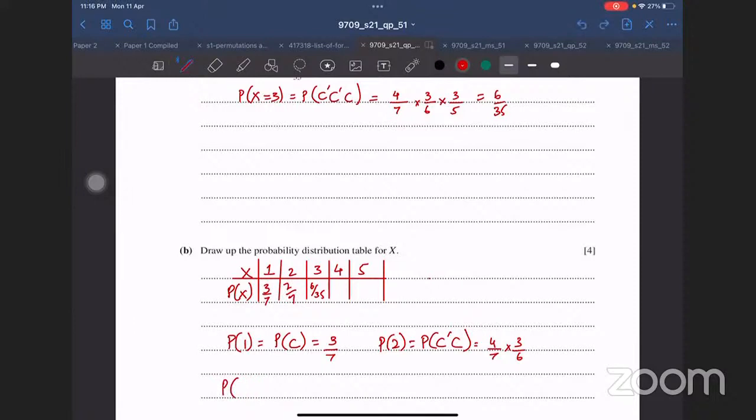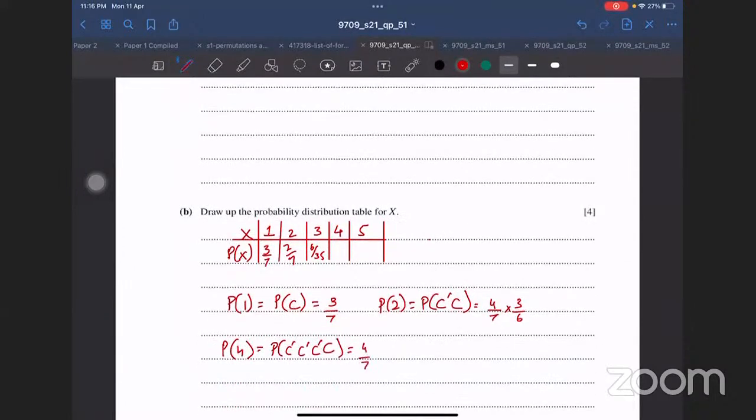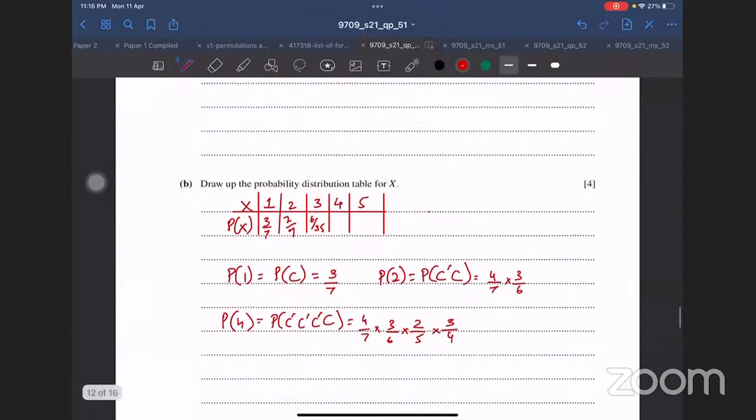So let's do probability of 4. So not carrot, not carrot, not carrot, and then carrot. 4 out of 7, 3 out of 6, 2 out of 5, and then 3 out of 4. What does that give me? I think 4 cancels out with 4, 6 cancels out with 6, so that's 3 over 35.